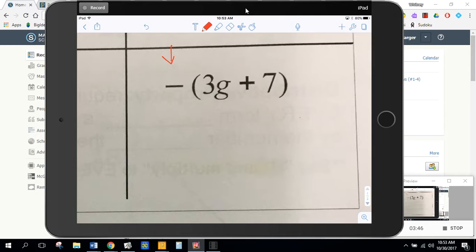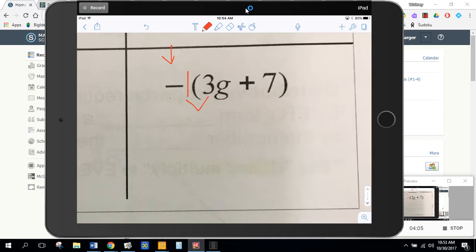Notice that my G already has a 3 in front of it, so I don't need to add a 1 there, but I do have this pesky negative sign out front that's floating by itself, so we have to give it a 1. Now, this negative 1 outside is telling us that it needs to be multiplied by everything inside my parentheses, so we need to distribute the negative 1.